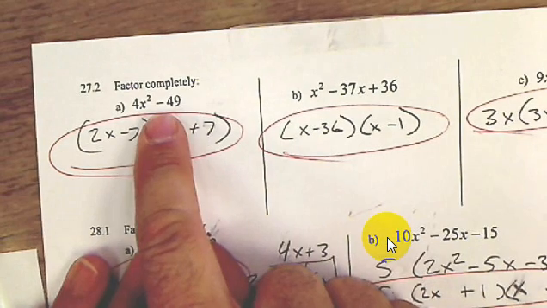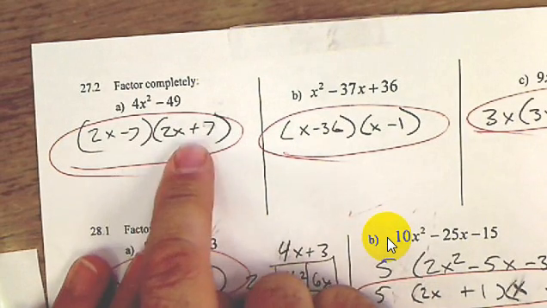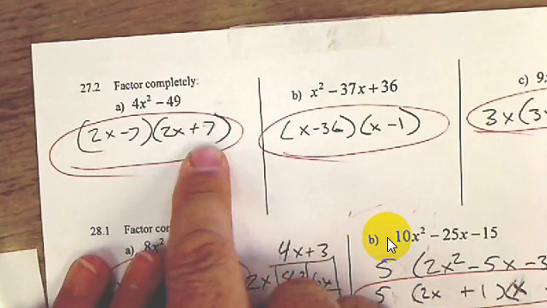Difference of two squares. It's a quick, easy trick. 2x minus 7, 2x plus 7.